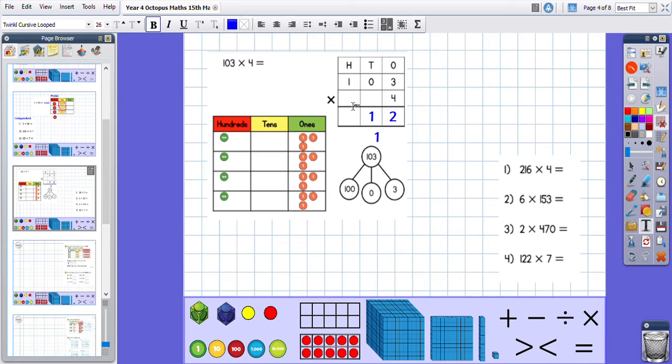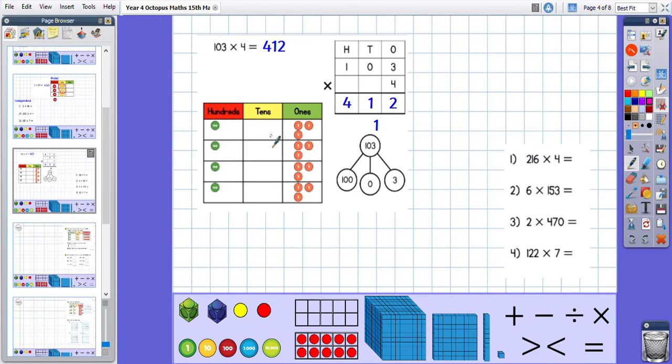And finally, we are timesing 100 by 4. So 1 times 4 is 4, and because it's in the hundreds column, it's 100 times 4, which is 400. So our answer would be 412. We can check that using our counters, checking for exchanges. So I know 3, 6, 9, that I have 10 counters here, which I'm going to exchange for 100, even though it's a different colour.